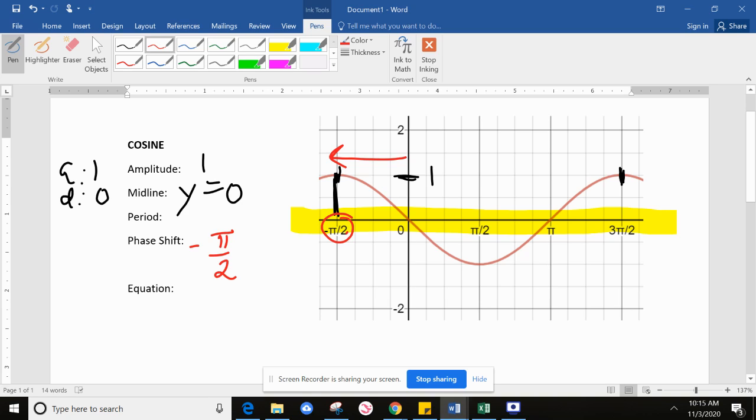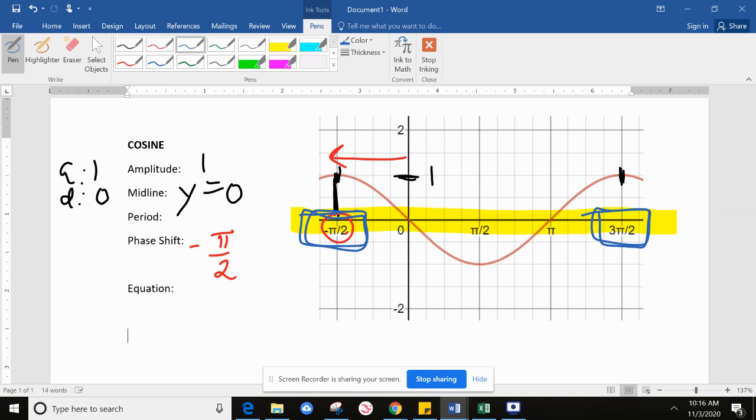Phase shift is a horizontal move left or right where the graph has shifted, so it is going to be in terms of pi when we write that. Now that we've figured that out, let's go back and answer the question of what is the period of this function. Technically, period is defined as the horizontal distance it takes on the x-axis to travel from the start of a curve to the end of its cycle. So where does it start? It starts right here at negative pi over 2, and it ends right here at 3 pi over 2.